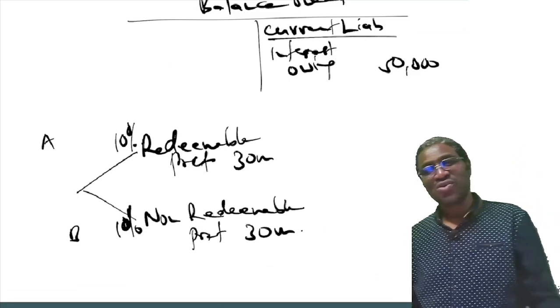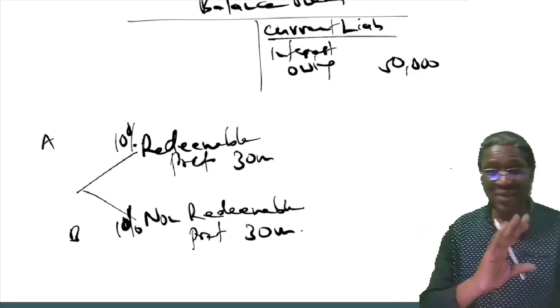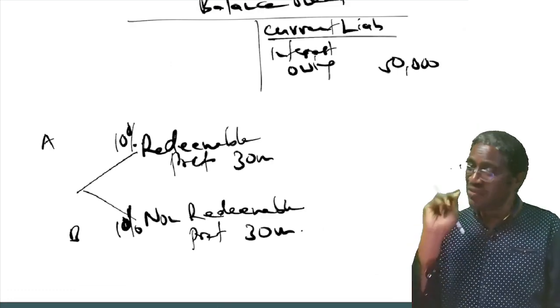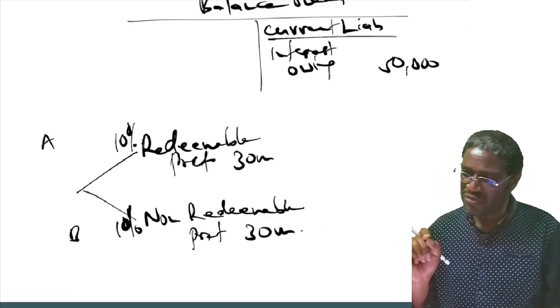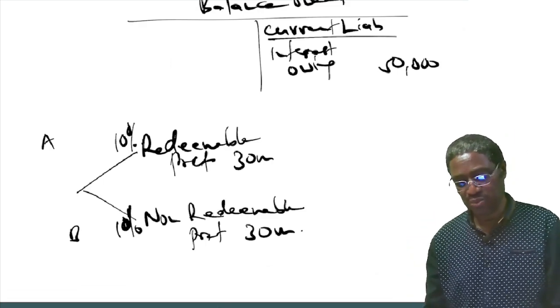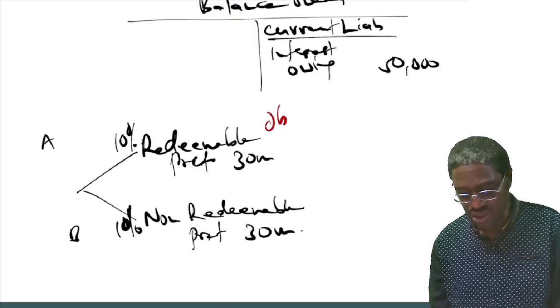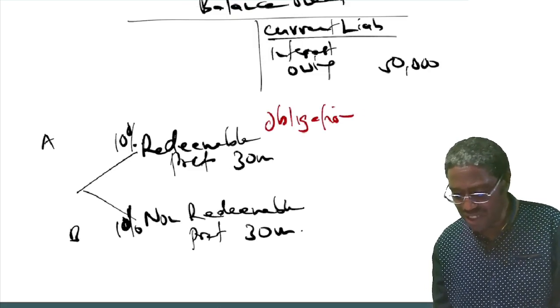So non-redeemable preference shares, the companies normally don't have an obligation to pay back. But if your company issued a redeemable preference share, then your company has an obligation to pay back. So company A, we say it has an obligation to pay back the 30 million.